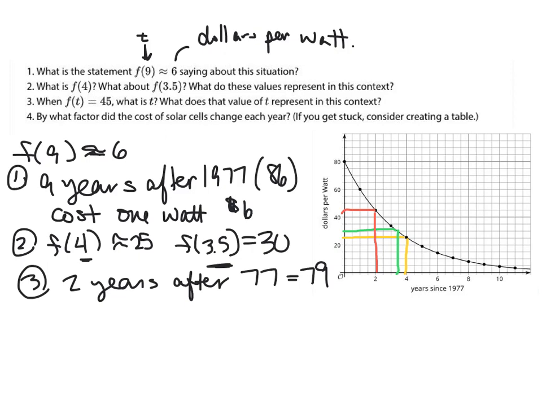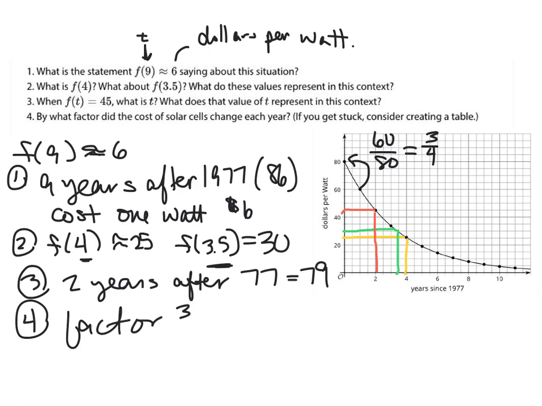The cost of 1 watt of solar energy was $45 in 1979. And then number 4, by what factor did the cost of solar energy change each year? We're going to have to do some division. So remember, we go up. I have 60 over 80, which is 6 over 8, which is 3/4. So I believe my factor is 3/4, or you could say 0.75.